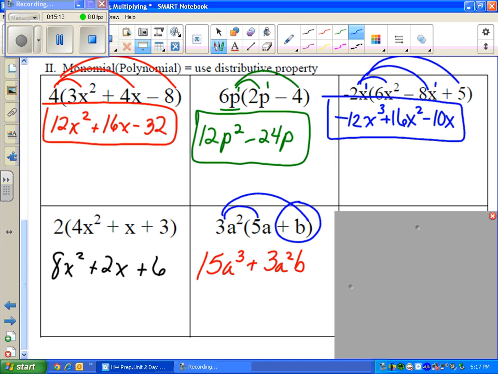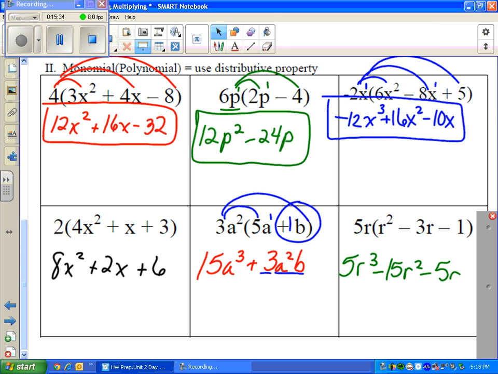When you distribute it here, 3 times 5 is 15. A squared times a to the first is a to the third. Now on the second one, notice that there's just a 1 in front of the b here. So you just get 3 times 1 is 3. And then the a squared and the b are not the same base. So basically the a squared and the b just form together to form an a squared b. Lastly, you distribute the 5r to each one of those terms. You get 5r cubed minus 15r squared minus 5r.